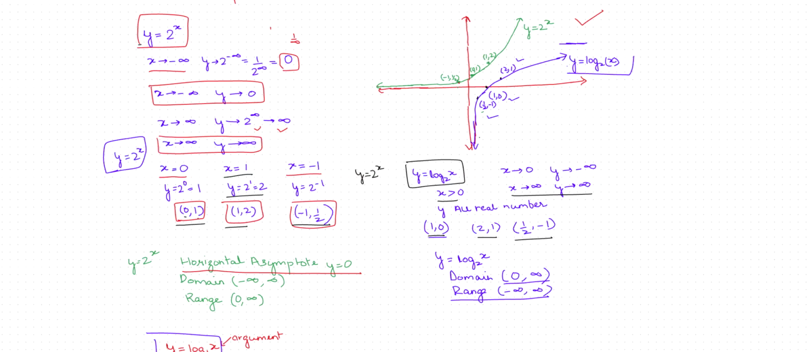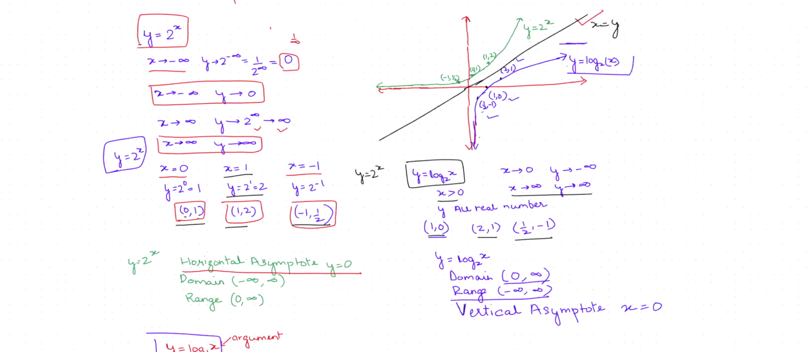So we see here that log is the inverse of the exponent, and it is reflected over the line x is equal to y. We can see this is the line x is equal to y. And the vertical asymptote here is x is equal to 0. Okay. Now let's do one more problem here.